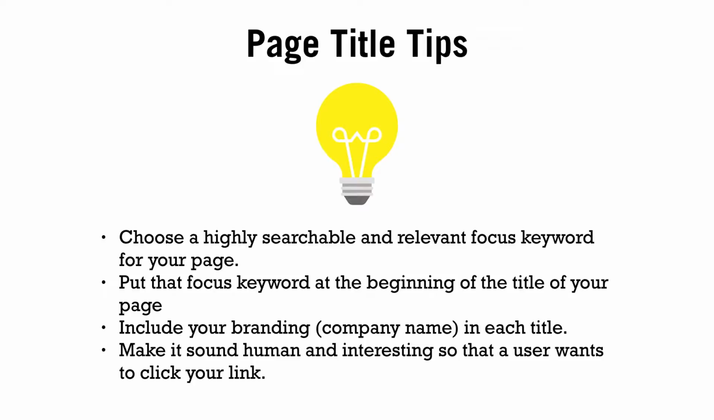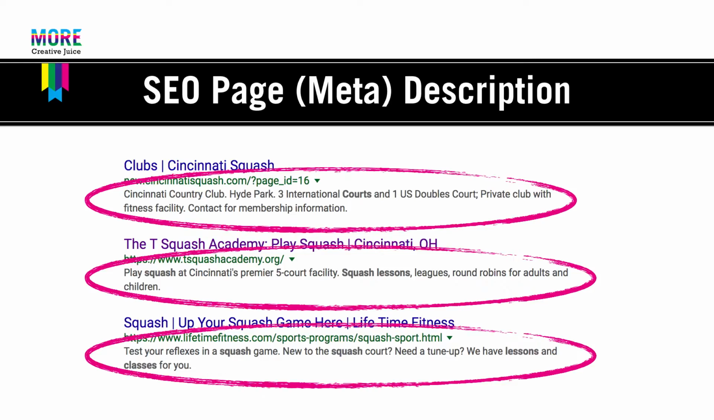Let's do a couple tips here, and then we'll do, but wait, there's more, on the description. So, good ideas on your page title. You want to make sure that you choose a highly searchable and relevant focus keyword for your page. Put that focus keyword at the beginning of the title of your page. You may want to include your branding, like your company name, in each title. And of course, always make it sound human. Nobody wants to click on robot-projected text, and make it interesting so that the user wants to click on your link. The more people click on your links, the higher your SEO rating is and the higher you're going to appear in searches. So you want that to sound enticing and friendly and tell them exactly what they're going to get when they click on that link.